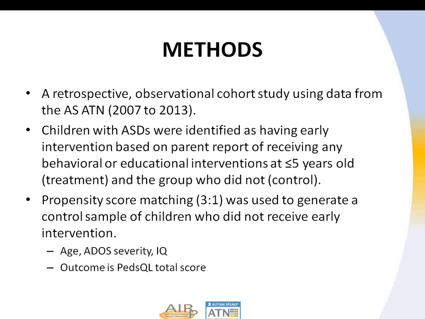We used propensity score matching in a ratio of 3 to 1 to generate a control sample of children who did not receive any intervention. We used the PedsQL, Pediatric Quality of Life, total score at the first visit as the outcome, and matched on age, ADOS severity, and cognitive ability, or IQ, between the treatment and the control group.